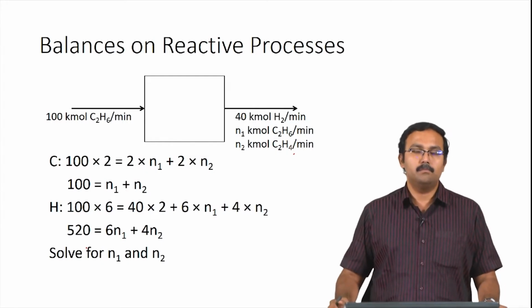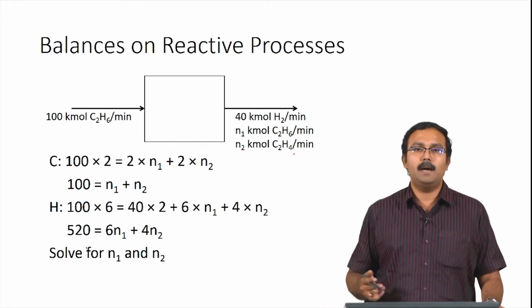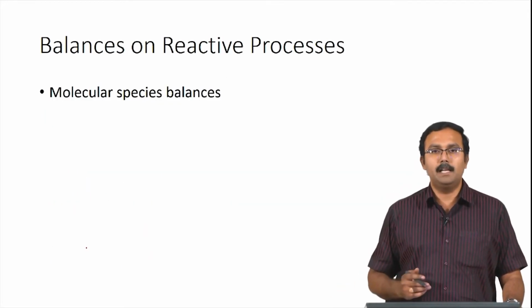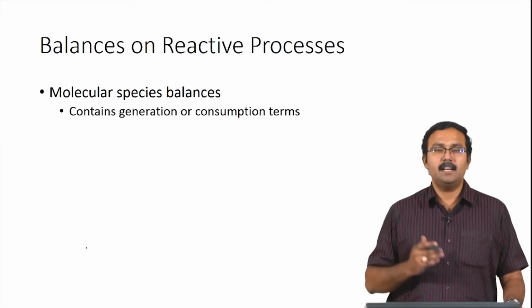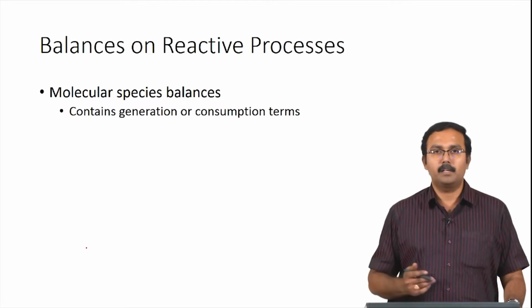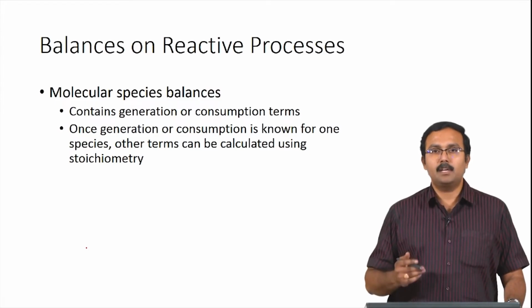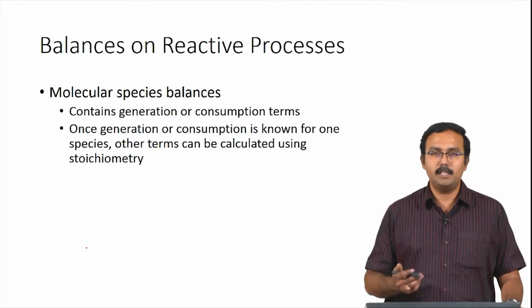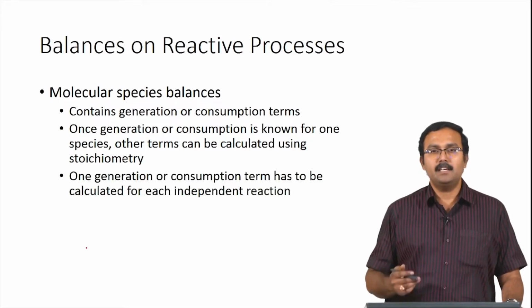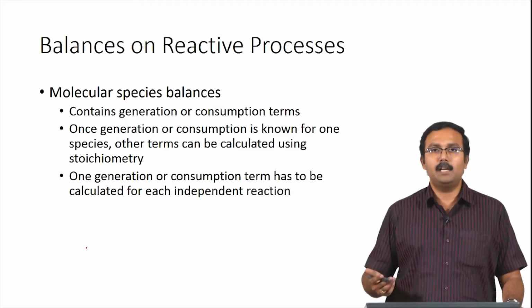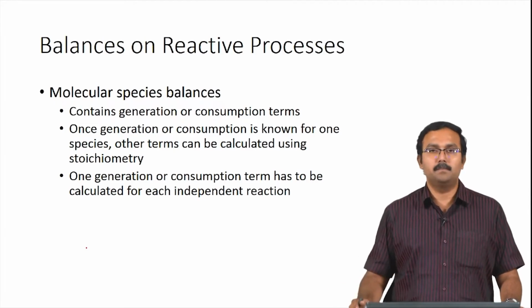So, these are 2 approaches through which we can solve material balances for reactive processes. The first technique which we used is called the molecular species balance. This will contain a generation or a consumption term depending on whether you are writing the balance for a reactant or a product. Once a generation or consumption term is known for one of the species, other generation and consumption terms can be calculated using stoichiometry. One generation or consumption term has to be calculated for each independent reaction, only then we will be able to calculate the consumption and generation for each of the terms.